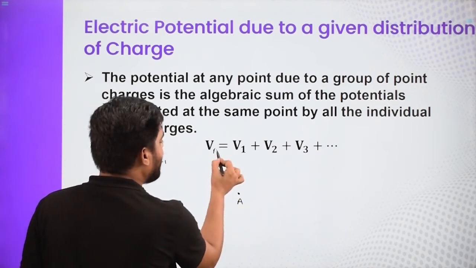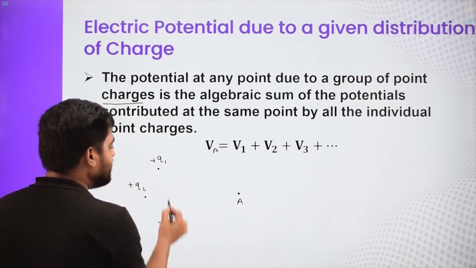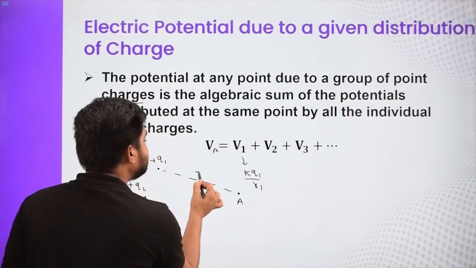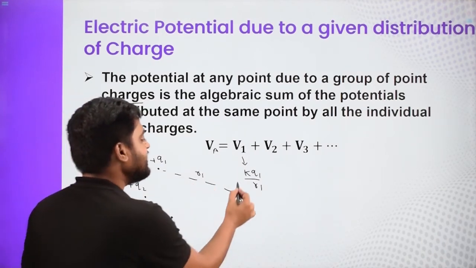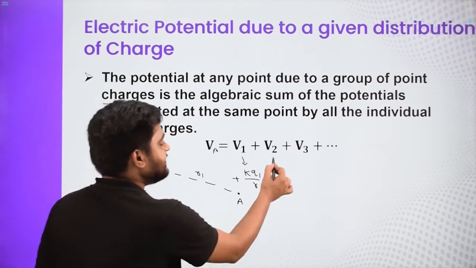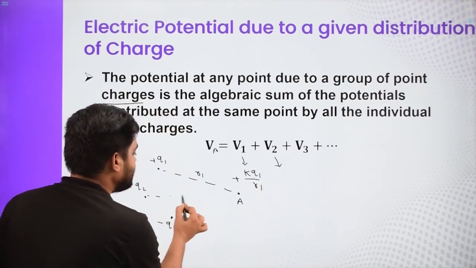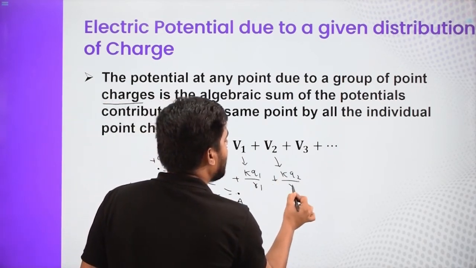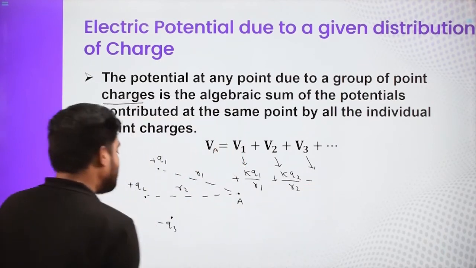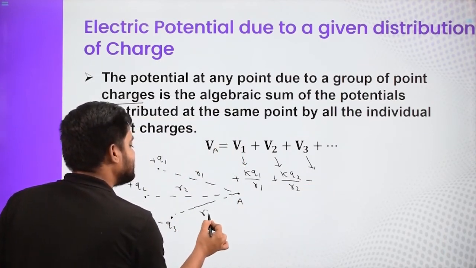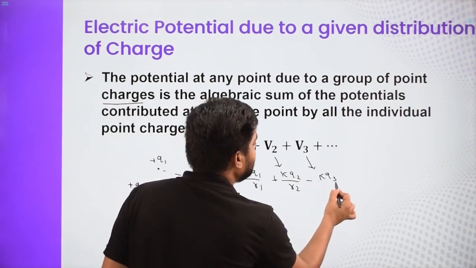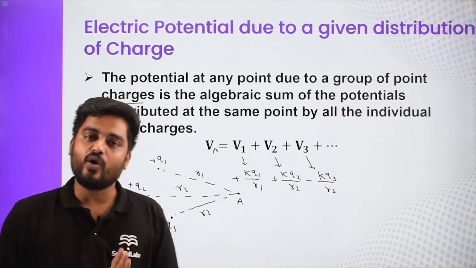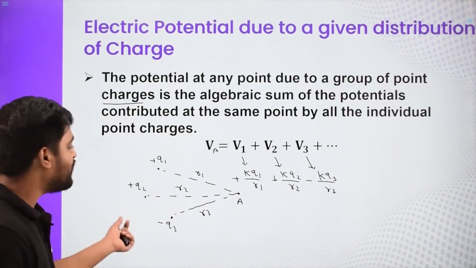Then the potential at point A is the potential due to charge 1, which is written as kq1 by r1, where r1 is this distance. It is a scalar quantity, and here it is positive because the charge is positive. Same way, the potential due to point charge 2, with this distance r2, is kq2 by r2. The potential due to charge 3 will be negative because this charge is negative, and with this distance r3, it is kq3 by r3, but negative. So you can simply add all the potentials with their proper signs to get the total potential.